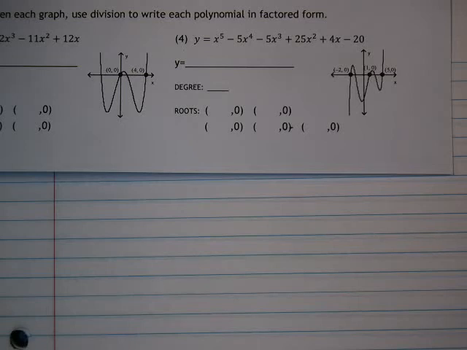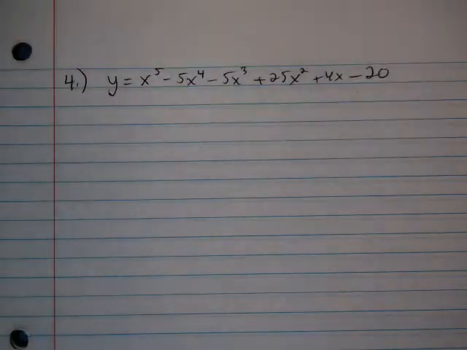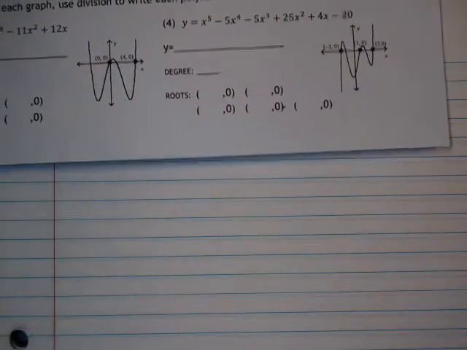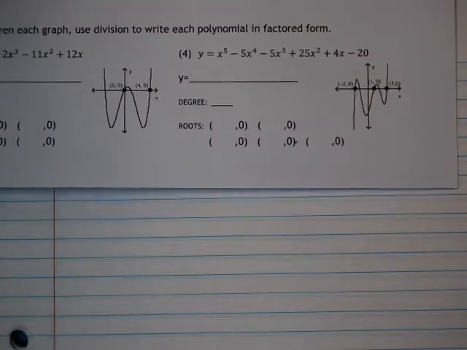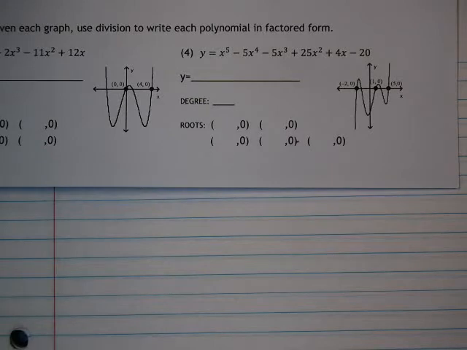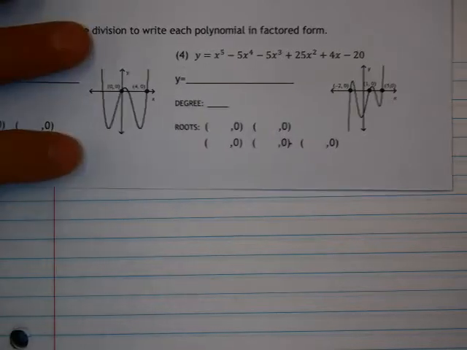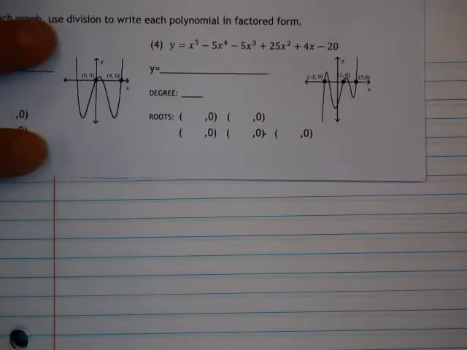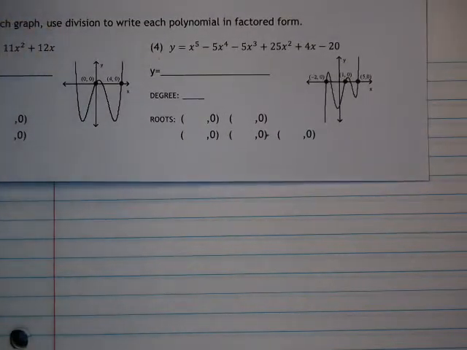Algebra 2, Worksheet 22.4. We're looking at number 4 right now. We were asked to use division to write this polynomial in factored form. And I'm not going to lie to you, this is a crazy problem. It looks insane, and it is a little bit, but there's a lot of things we can do to make it a little bit easier.